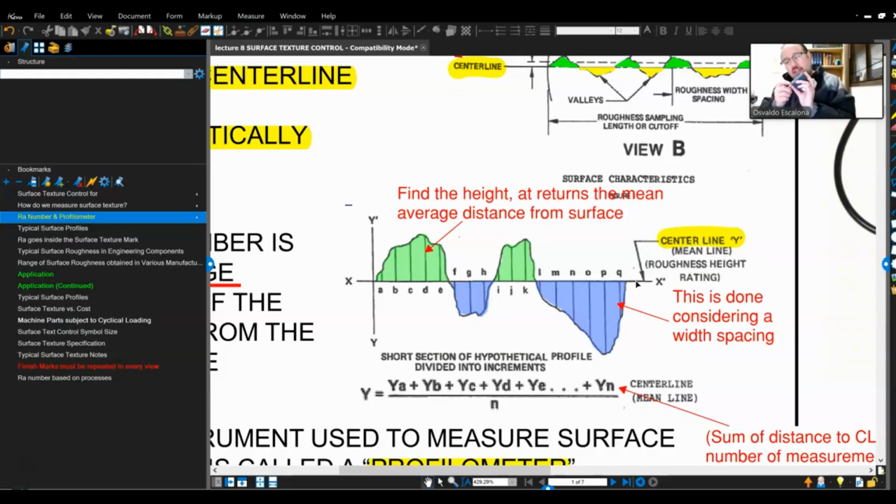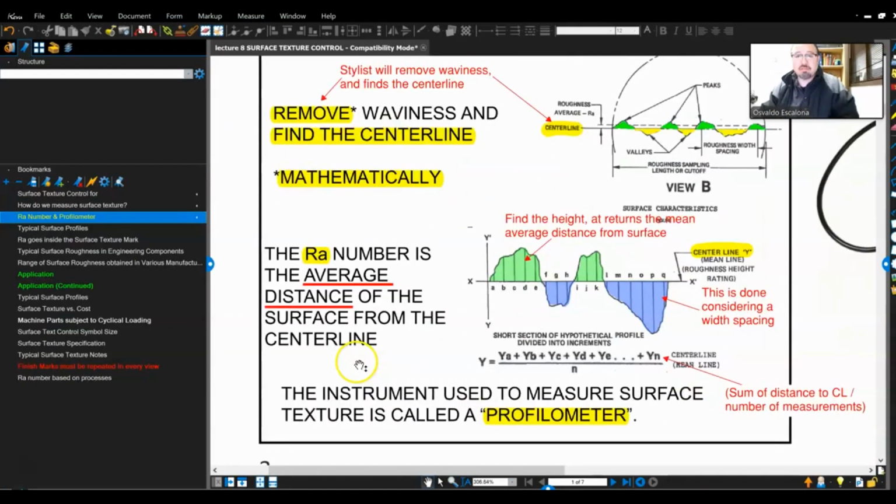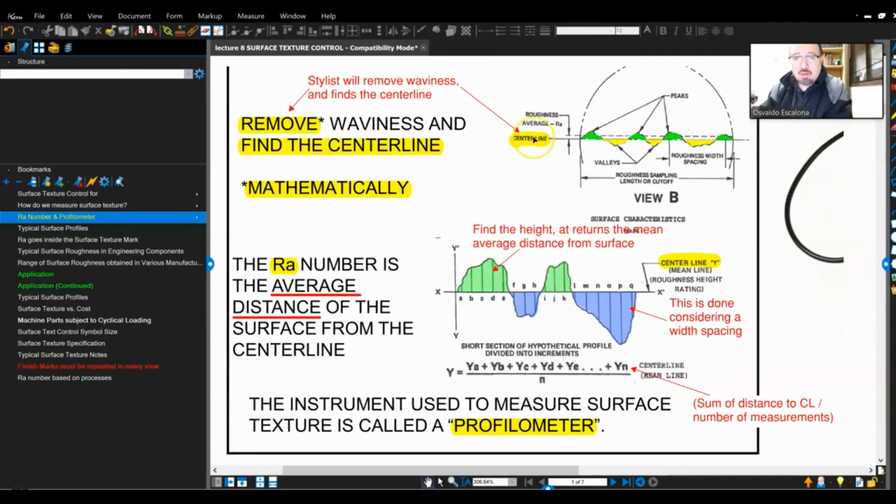Remember, it has a stylus somewhere at the bottom, right? So it moves from the left to the right, and it creates mathematically a mean or an average, and it reports it to you on the screen. And what do I want the average of? So let me read it and then we'll talk about it. Again, the profilometer removes all the waviness, right?